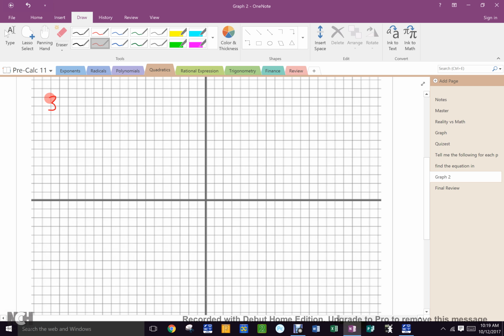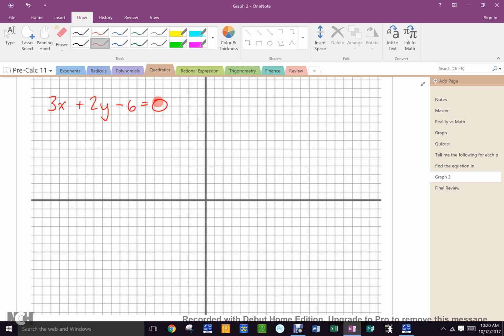Well, I won't write it down yet. There we go. Do you, as grade 11 pre-calculus students, remember how to take that equation written in standard form and put that equation onto a graph?